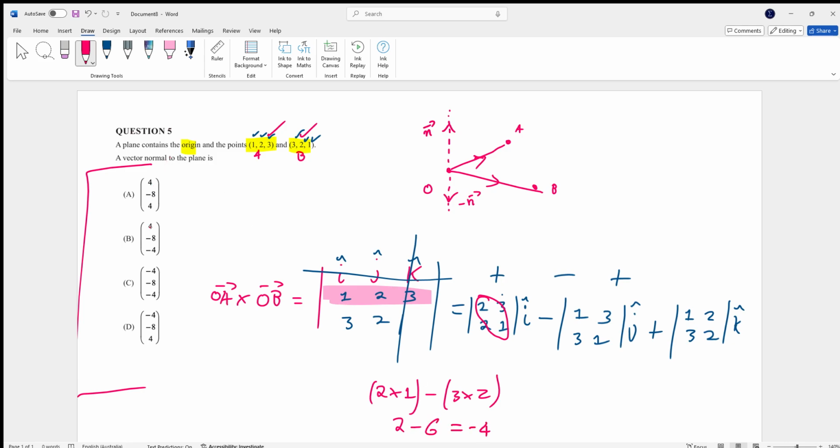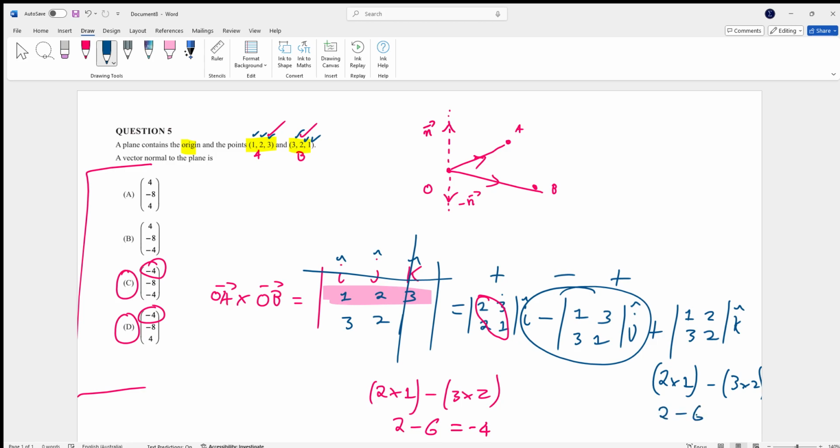Straight away, there are only 2 possible correct answers. It has to be C or D, because they're the only ones that have negative 4 for the x component. Now you want to look for differences between those two answers. I'm not going to bother calculating the middle value because I know it's going to be negative 8. So I just calculate the last value and see if it's positive 4 or negative 4. It's 1 times 2, minus 3 times 2, so 2 minus 6, which is negative 4. So this one is your correct answer, because it has a negative 4, a negative 4, and they both have negative 8. So C is your correct answer for this one.